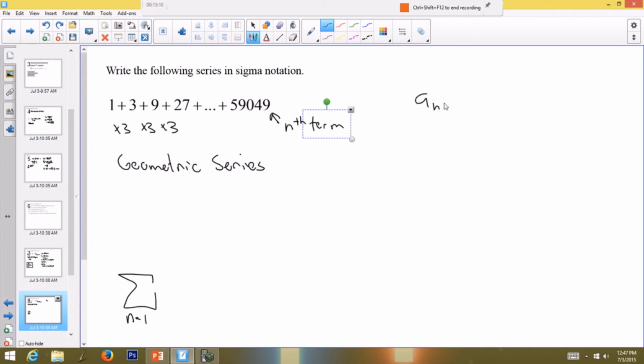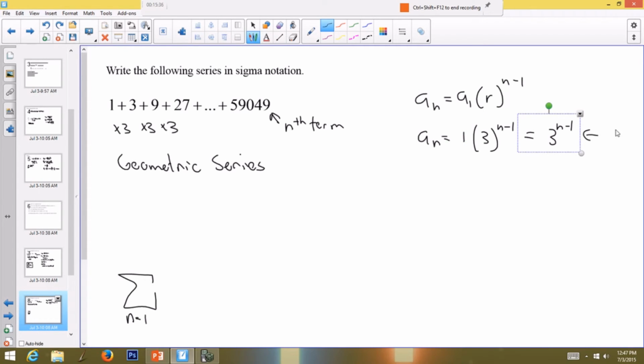Well, a sub n equals a sub 1 times r to the n minus 1. If I fill in the blanks, I know that this equation would be a sub n equals 1, and I don't really need that 1, times 3 to the n minus 1, which I suppose I'll rewrite as just 3 to the n minus 1. This is my a sub n equation. So I can just plug that right in here. So I get 3 to the n minus 1, that works.